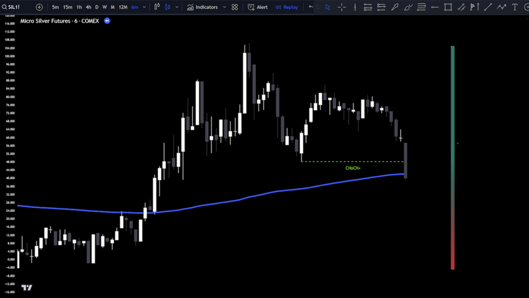Let's go over the exact rules for a buy position. For a buy trade to be valid, there are 3 conditions that must be met. First, the current price action must be above the 200 EMA. Second, a green CHOCH plus label must appear. Third, the confluence meter must be above 50.